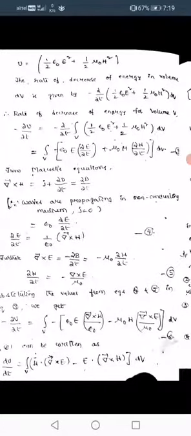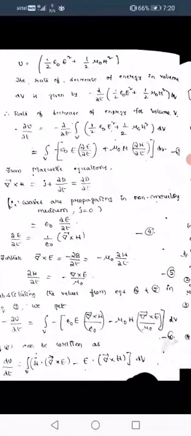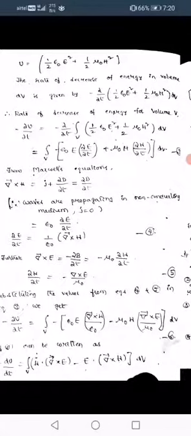Therefore, the rate of decrease of energy for volume V: we have calculated this earlier for small volume dV, so for the total volume V, you have to integrate. So the total rate of decrease of energy equals minus d by dt integral over V of half epsilon naught E square plus half mu naught H square dV. Dou E square by dou t is nothing but 2E dou E by dou t. Half and 2 get cancelled. So this will become minus integral of epsilon naught E dou E by dou t plus mu naught H dou H by dou t dV.